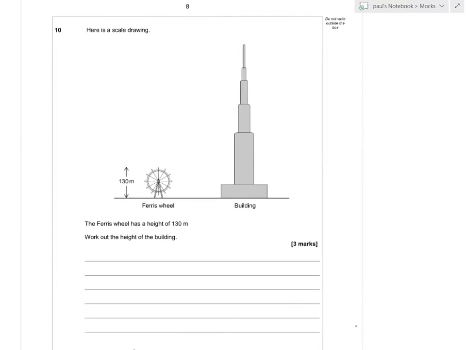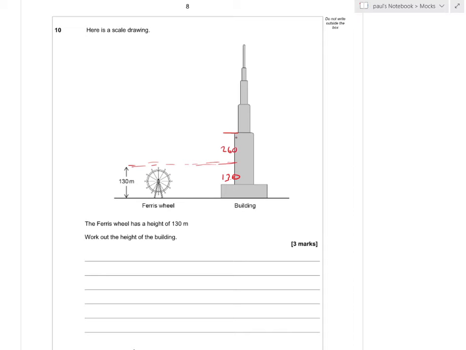Number 10. Here's a scale drawing of the Burj Khalifa and a Ferris wheel. The Ferris wheel has a height of 130. Work out the height of the building. So what are we going to do there? We're going to go across there. You'd measure this, wouldn't you? So maybe that's there. So that's 130.